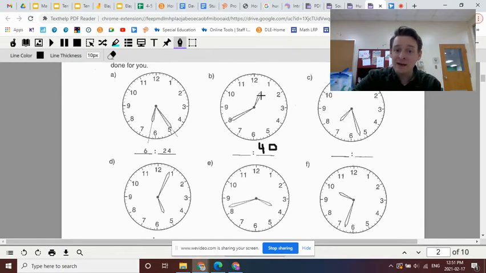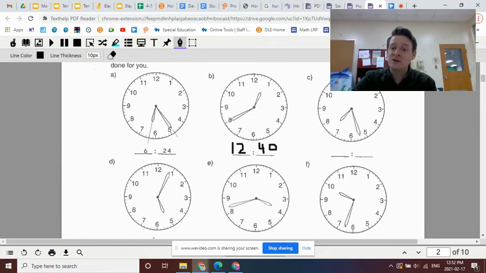So if I look at my hour hand, it's in between the 12 and the 1, so we know it's working its way towards the 1. It's not there yet. So it is 40 minutes past 12 or 12:40. Let's do one more.